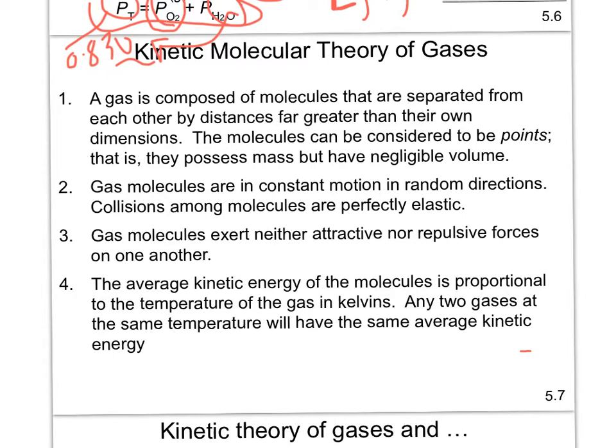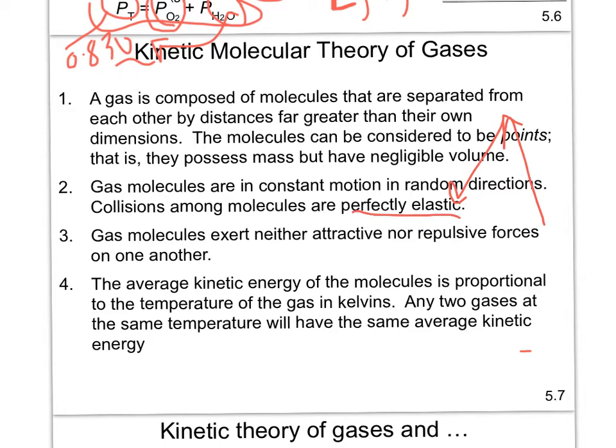Point number 2, gas molecules are in constant motion in random directions. Collisions among molecules are perfectly elastic. What's also often stated in addition to this is they move in straight lines in random directions, and then they hit something, whether it's another molecule or the sides of a container, and then they bounce off without losing any energy. That's what perfectly elastic means.